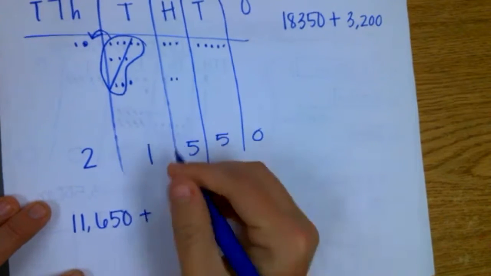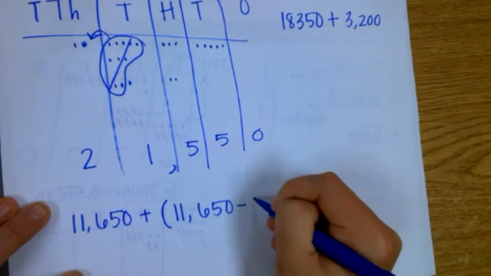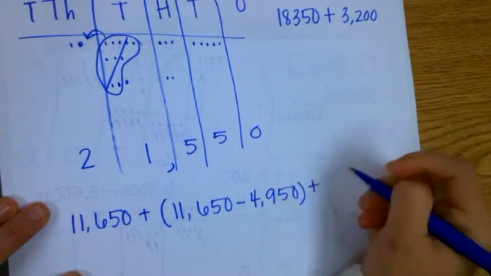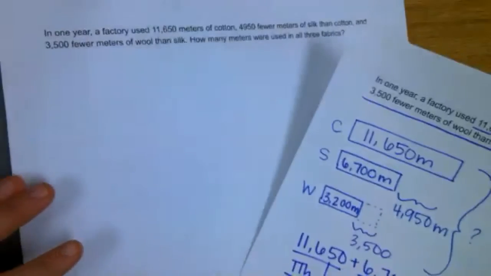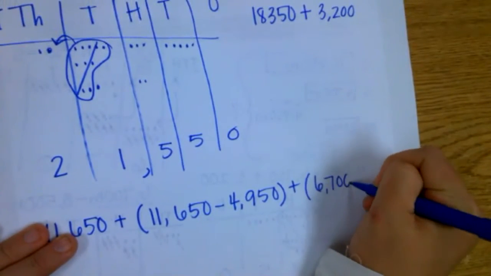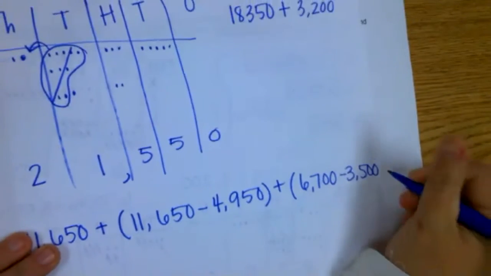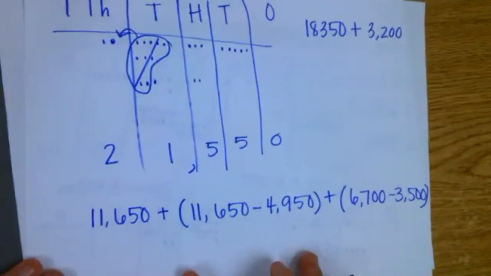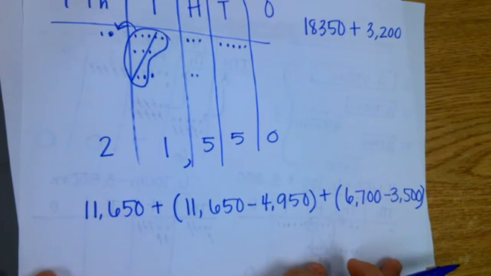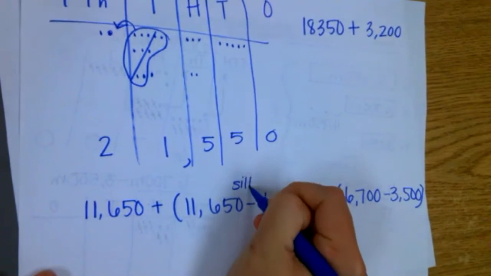11,650 minus 4,950 plus 6,700 minus 3,500. Who can tell me what this part of the equation represents? Fantastic. That is how much silk.